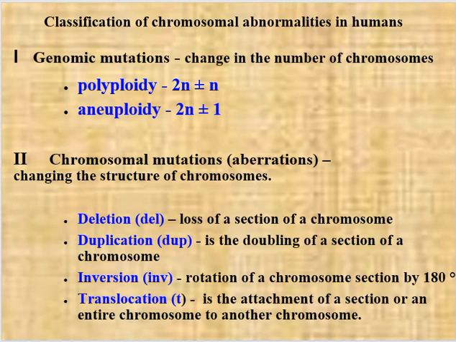Classification of chromosomal abnormalities in humans. 1. Genomic mutations. Change in the number of chromosomes. Polyploidia, aneuploidia. 2. Chromosomal mutations. Changing the structure of chromosomes. Deletion, loss of a section of chromosome. Duplication is the doubling of a section of a chromosome. Inversion, rotation of a chromosome section by 180 degrees. Translocation is the attachment of the section or an entire chromosome to another chromosome.